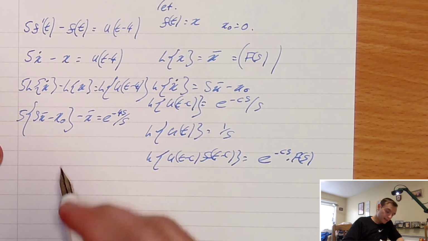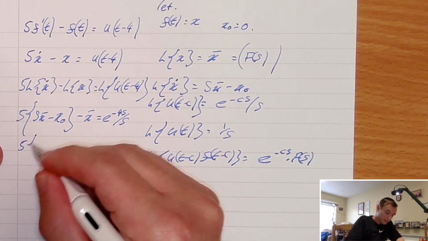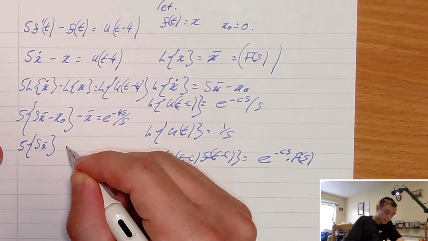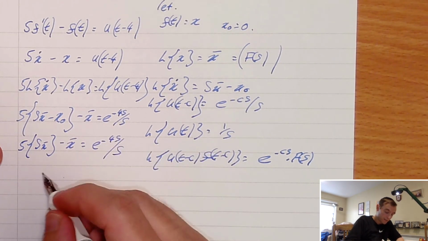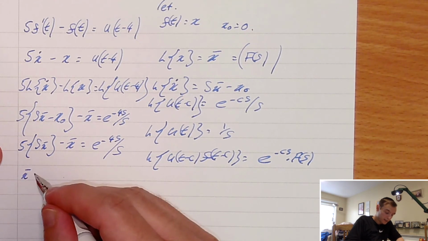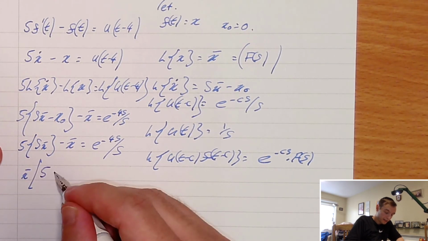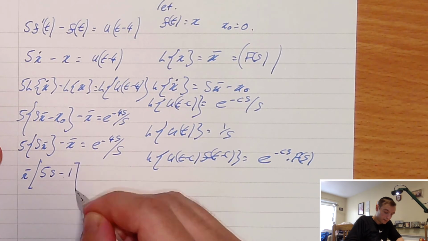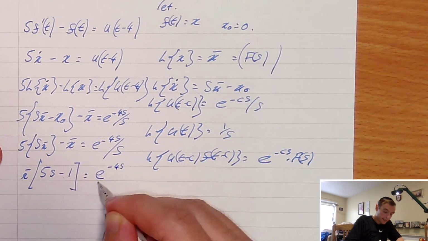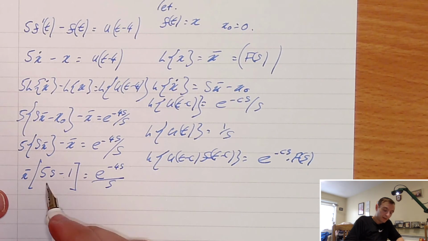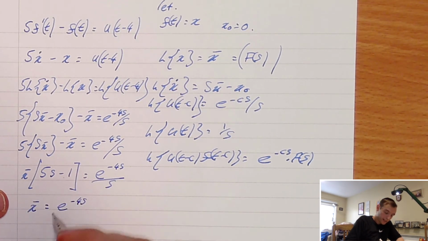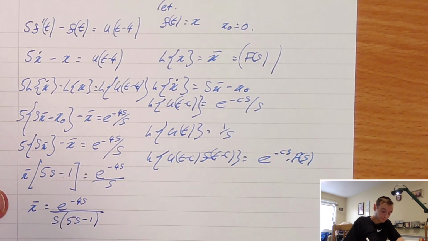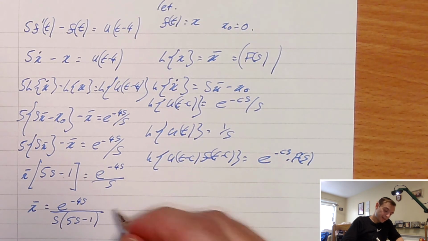So we can say that 5s x bar minus x bar equals e^(-4s)/s. We can take the x bar out, so (5s - 1) x bar equals e^(-4s)/s, and divide both sides by 5s minus 1. So x bar equals e^(-4s) over s(5s - 1). Now let's take out the e^(-4s).